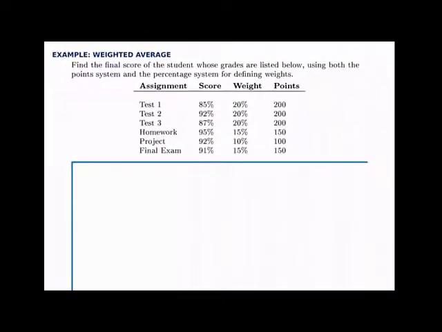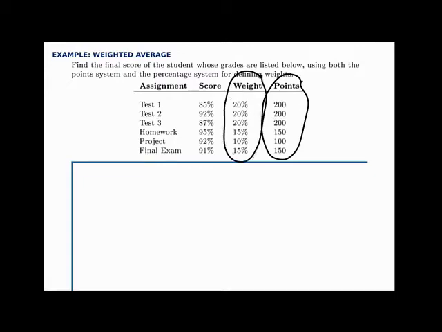Here we'll find a weighted average using a student's score in a class. So we have several assignments, 3 tests, homework, project, and final exam, and we're given the student's score on each of these assignments, as well as a weight for each assignment or a number of points for them. Now notice that usually we'd be given either the weight or the points. In this case, we're given both, and if you look closely, there are a total of 1,000 points that they could earn. If you add up all those points, you should get 1,000. And if you divide each of those point values by 1,000, you'll get the percentages that are listed here.